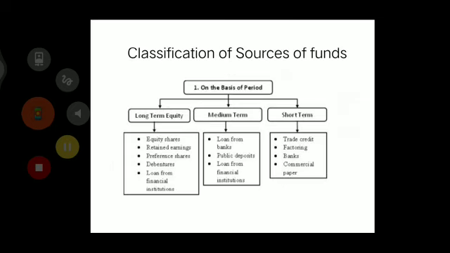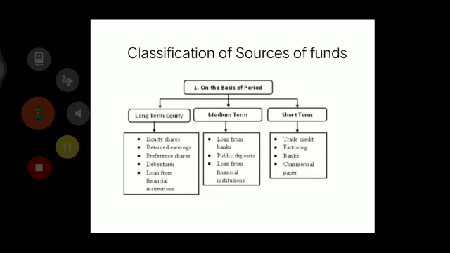So based on different criteria, we have classified the sources of funds into different categories. Let's briefly look at each of them. On the basis of time period, we can divide the requirement of the sources of funds into long-term, medium-term, and short-term. So long-term refers to greater than 5 years, medium-term refers to up to 3 to 5 years, and short-term refers to 1 year and less.